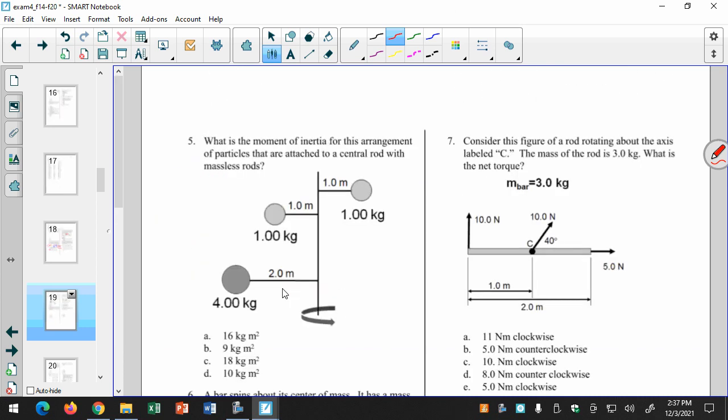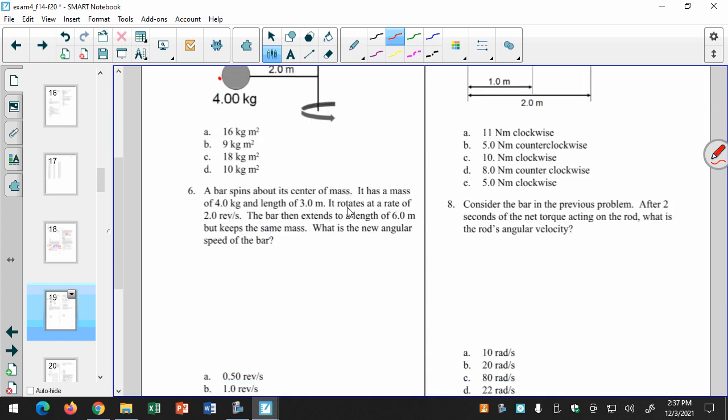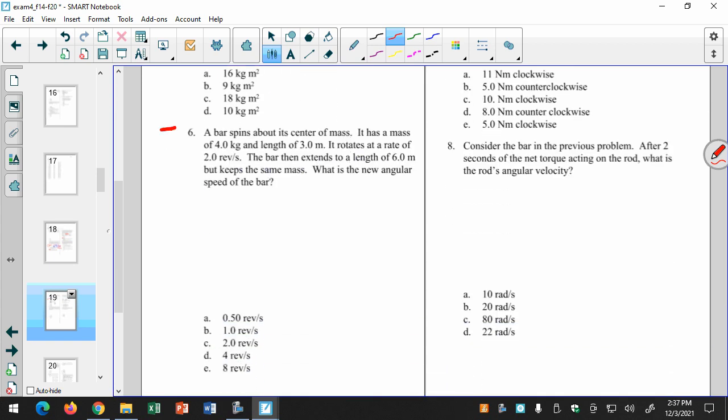Okay. I'll continue. You'll probably have a set of discrete particles, something like this. That is just I is the sum of mr squared. All right, so you have 1 times 1 squared, 1 times 1 squared, and 4 times 2 squared. You just add all those up. Here's an object where I have a bar, and it extends to a longer length, but it keeps the same mass. I think we might have worked this one today. Y'all good on this one?